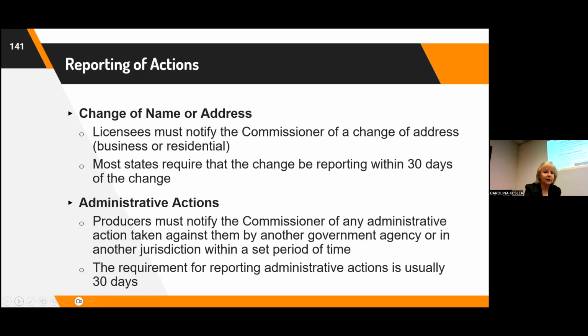They support us, right? So the requirement for reporting administrative actions is usually 30 days. If it's after that, you'll be getting in real trouble, right? So don't sit and cry about it and worry about it. Just call the home office and say, this is what's going on. What do I do? If you really messed up and it cost you your license, well, it's better than going to jail, right?